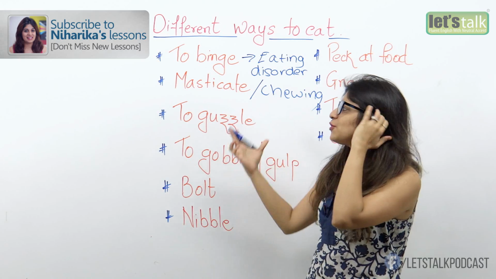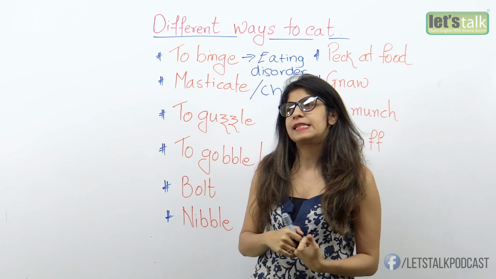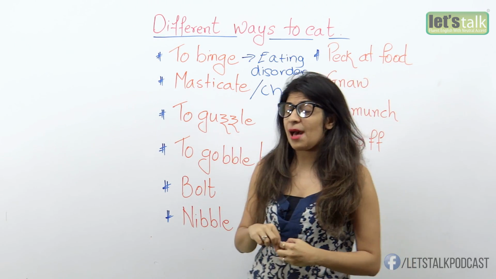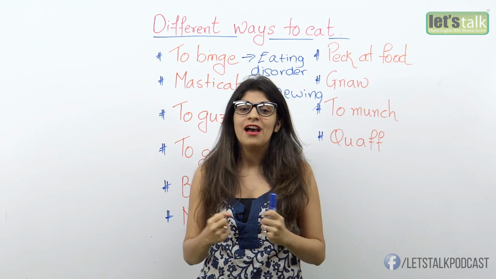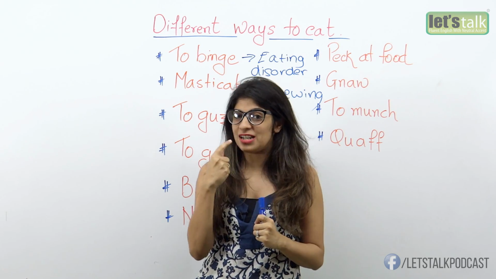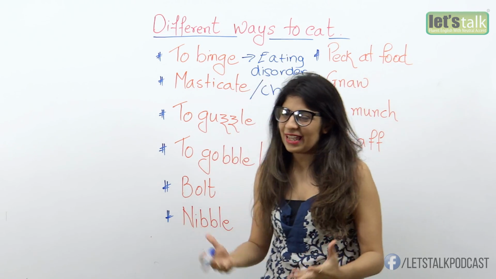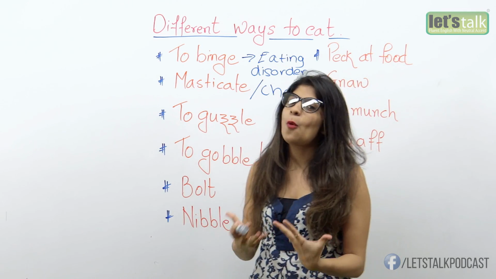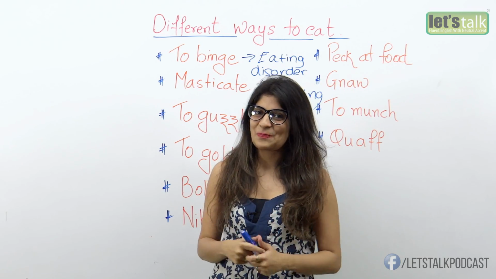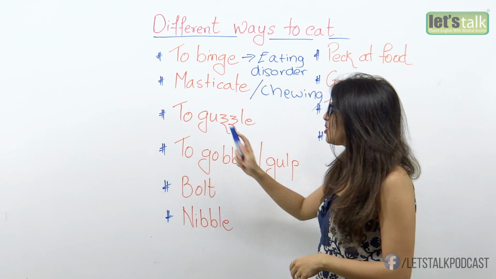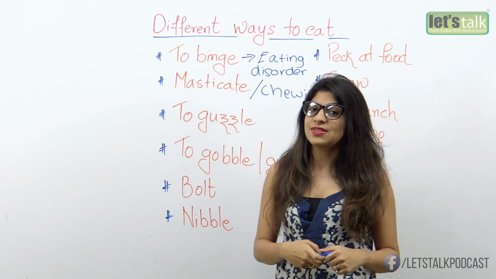And if you have to use this in a sentence, you can say, well, the camel masticates the food with the help of its front teeth. So basically, he chews his food with the help of his front teeth. Okay?